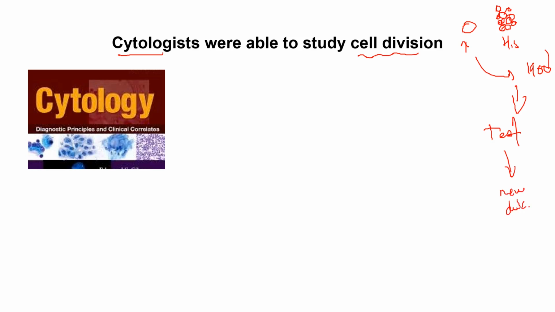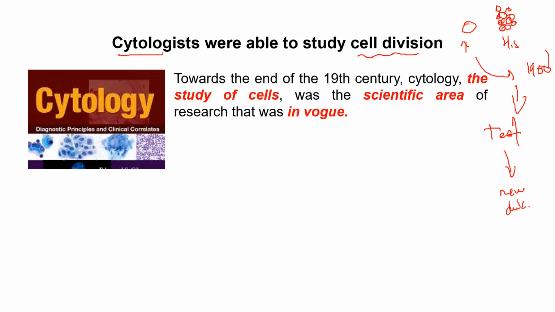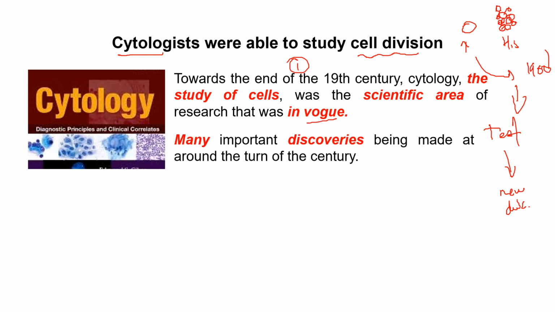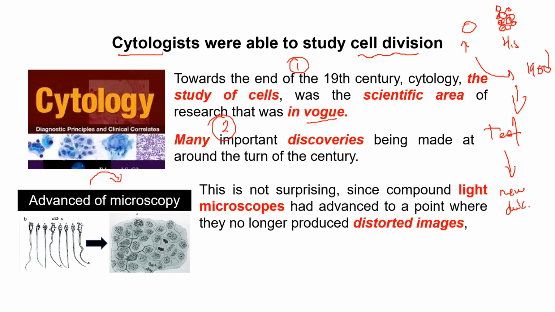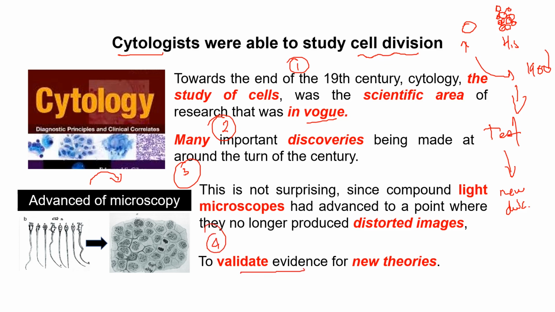And this was fundamental. So remember, in the 19th century, there was a field in vogue that was cytology, because as microscopes improved their images, there were many discoveries made at that time. So they went from this type of images to this type of images. So the images were not distorted anymore. And this allowed them to validate evidence for new theories.